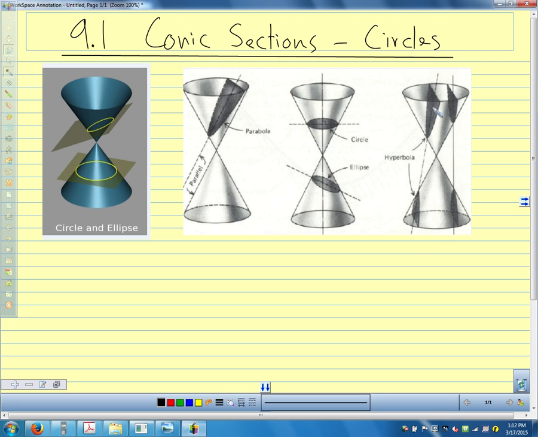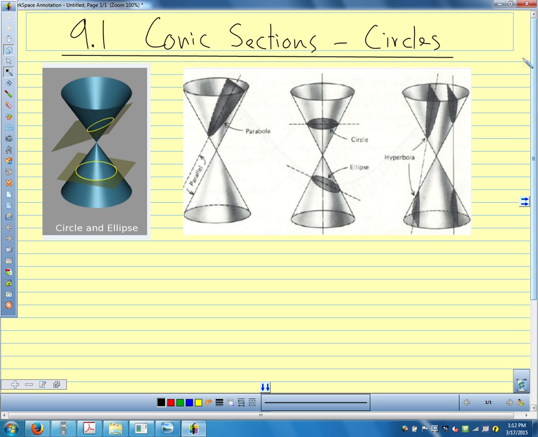If you cut with a plane that goes through the two pieces of the cone, you get hyperbolas, and hyperbolas come in pairs. So we'll talk about all of those over the course of the unit. Today we're going to talk about circles. So I just wanted to show you why we call them conic sections, where that term comes from.